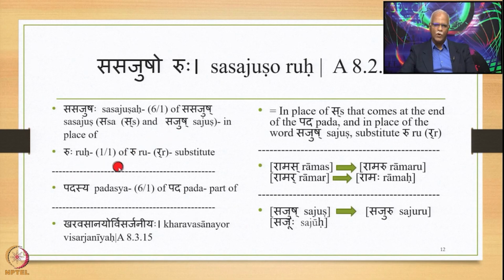Ruhu is 1/1 of Ru, referring to R, and so Ruhu stands for substitute in the form of R. So, Sa and Sajush are the substituents, Ru is the substitute. The other word continued is Padasya, 6/1 of Pada. In this case, this Padasya means which is part of a Pada.